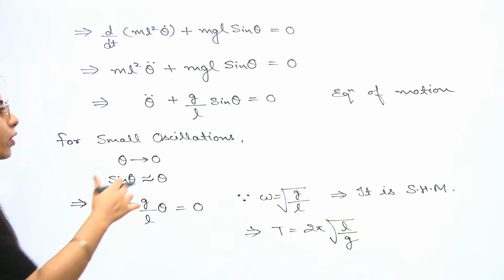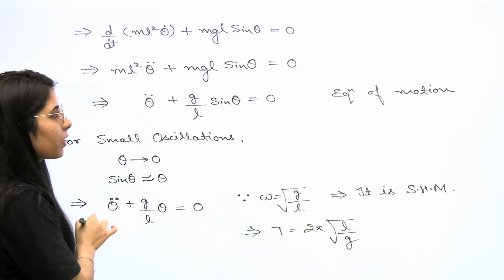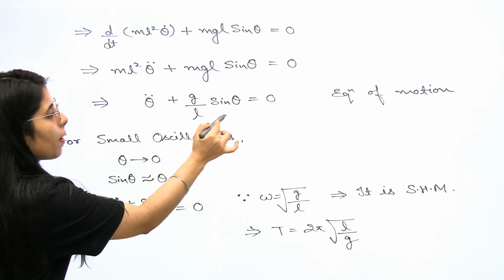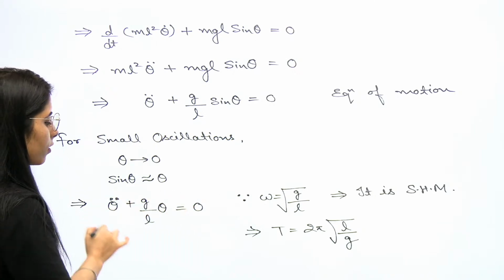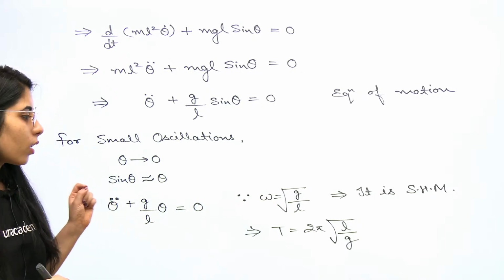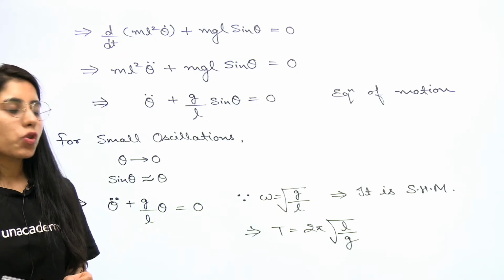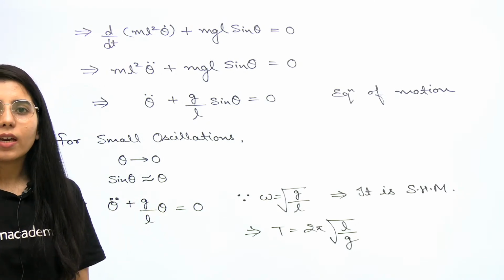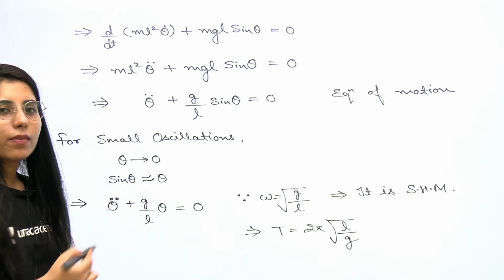After that, when you replace sine theta with theta itself, this is the equation you get after taking m common from this expression. Now when you put the condition that theta is small, you get this particular expression. The general expression for the equation of motion has this term as omega square. So if it is equal to omega square, what will be the value of omega?